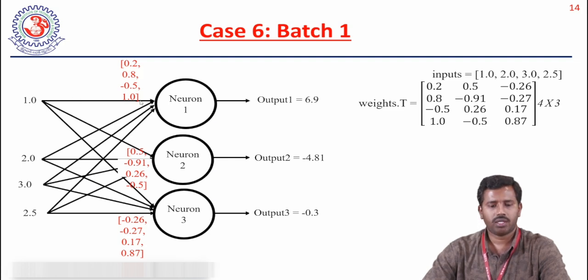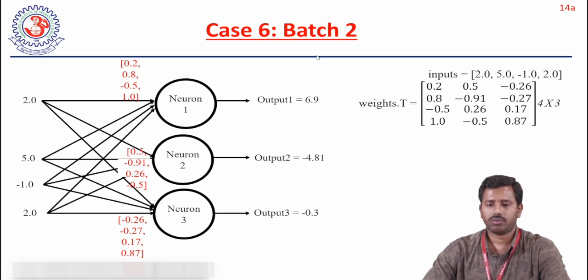Every neuron will have its own weights vector. Neuron 1 will have the first column vector, neuron 2 will have the second column vector, and neuron 3 will have the third column vector. So three neurons are there, and you will get three individual outputs after processing batch 1. Likewise, you follow the same for batch 2 and batch 3 data, because our network is now able to handle batch processing through NumPy.